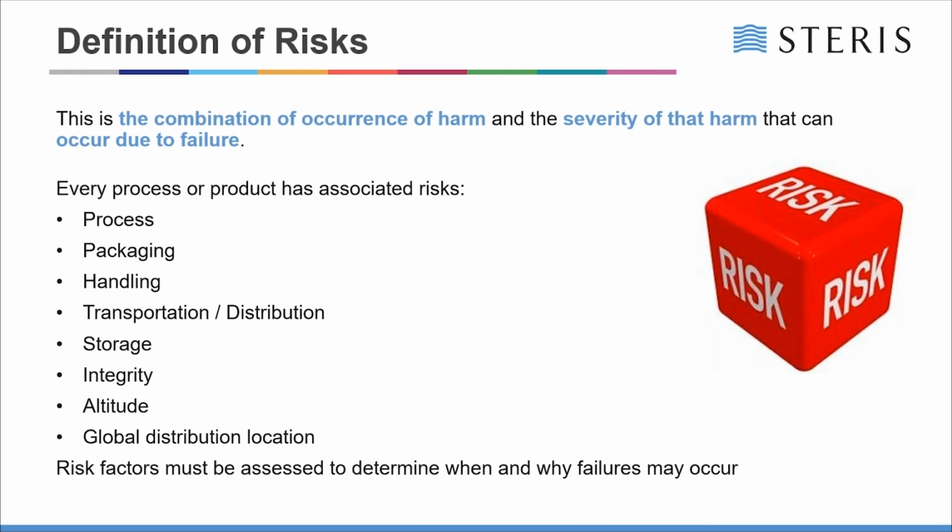Okay, so typical examples of where you'd actually look at your risk and carry out your risk assessment are during the process itself, when the product is being made and packaged. The packaging itself, the handling of it within the manufacturing facility or storage facility, the transportation and distribution, as I said, the storage area, where it's going to be stored, is it local, is it international, or where is it? The integrity of the packaging, and I also need to assess if altitude is going to be an issue for that. These issues or risks must be assessed to determine when and why failures may occur.